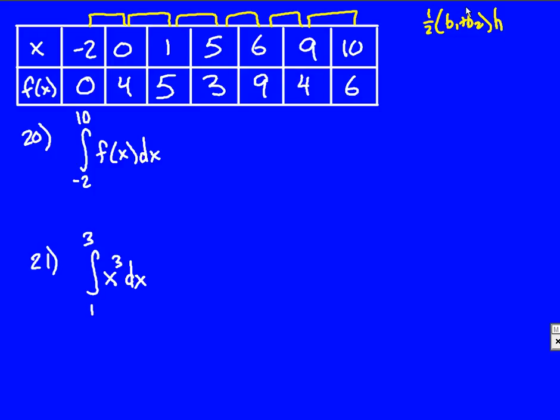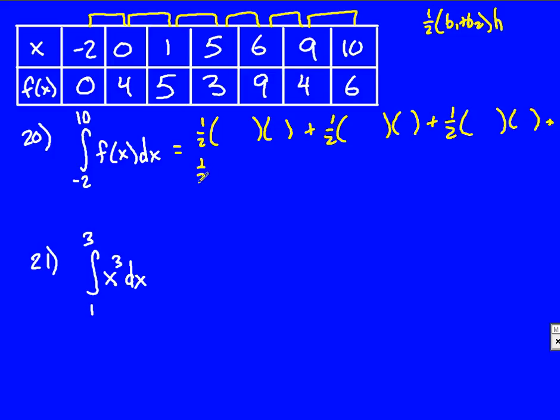And here's the formula for the trapezoidal rule: 1/2 base 1 plus base 2 times height. So I'm going to need to have 6 of those. 1/2 base 1 plus base 2 times the height, and you'll keep on going until we have 6 of them.